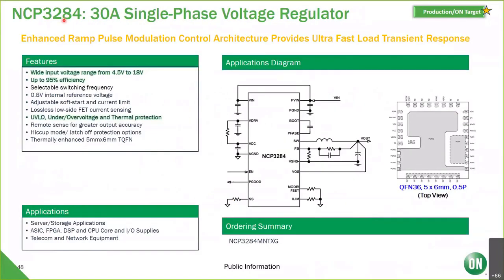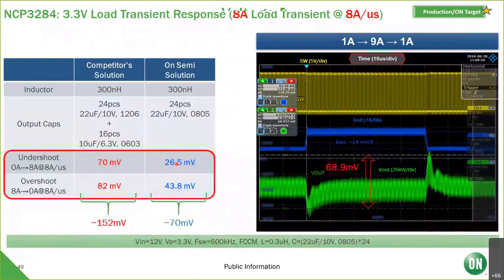And then we also have the NCP 3284. This is a 30-watt single-phase voltage synchronous buck voltage regulator. It has an enhanced ramp pulse modulator control architecture, and it provides ultra-fast load transient response, which is captured on the next screen. So for our competitor, we're emulating.